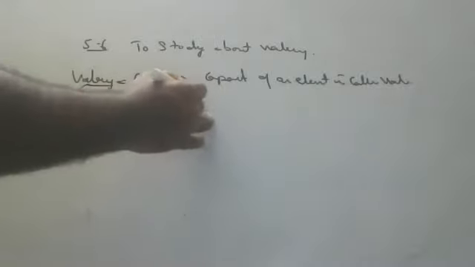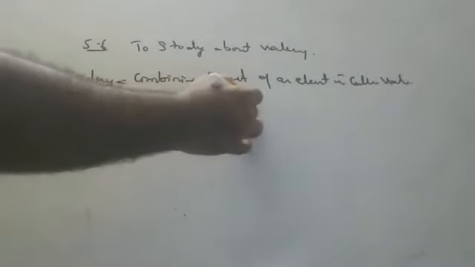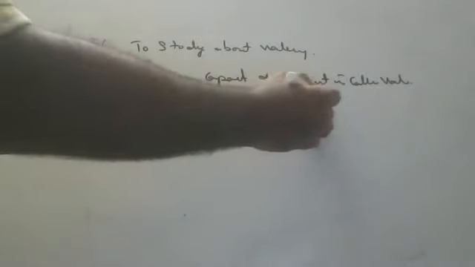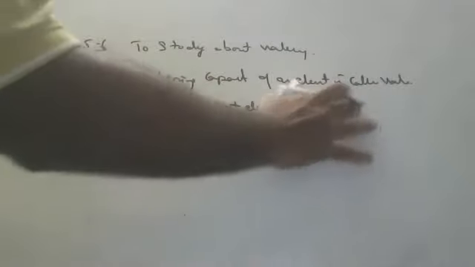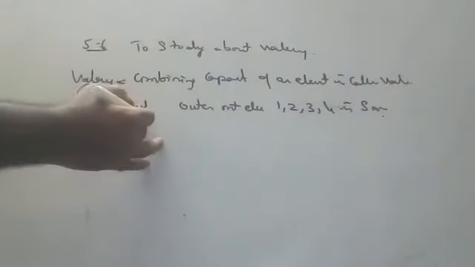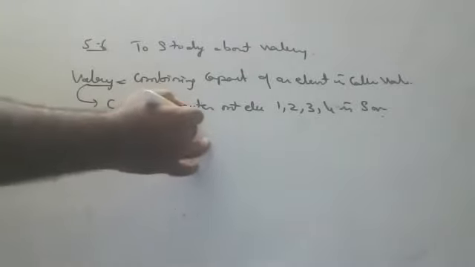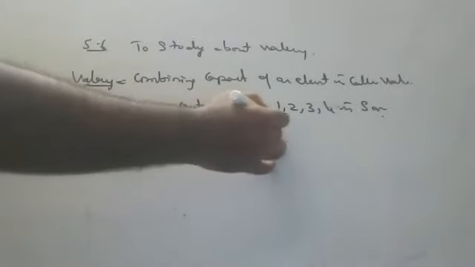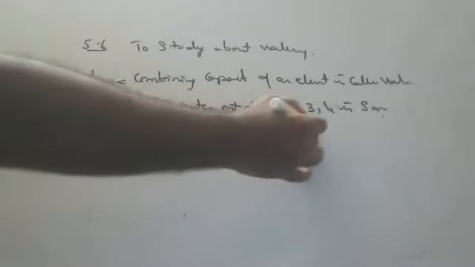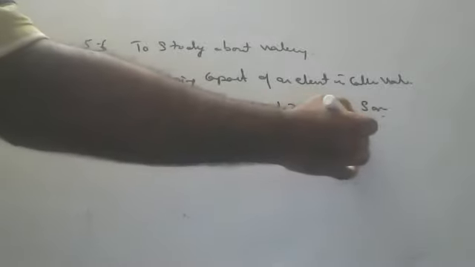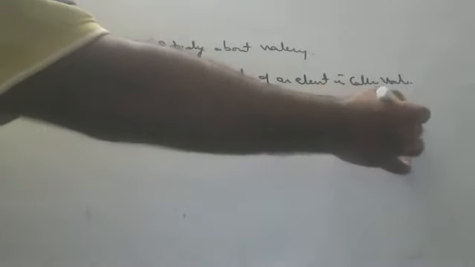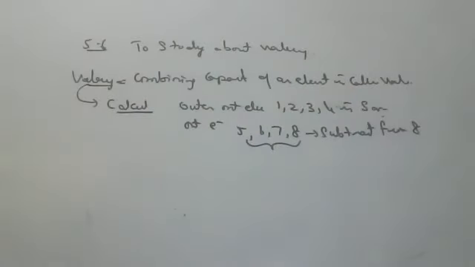Children, if the outermost electrons are 1, 2, 3, the valency is the same as the number of outermost electrons. If the outermost electrons are 5, 6, 7, 8, subtract from 8. Please write down, children.